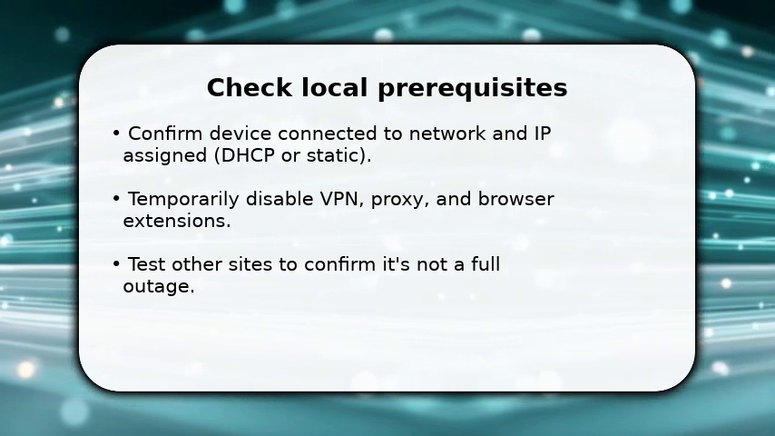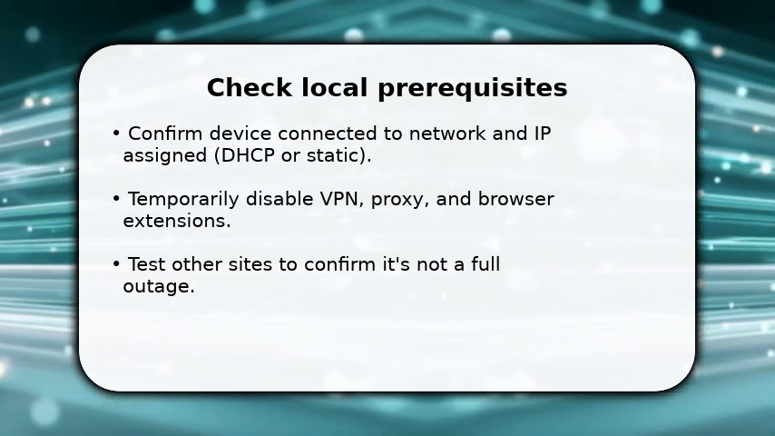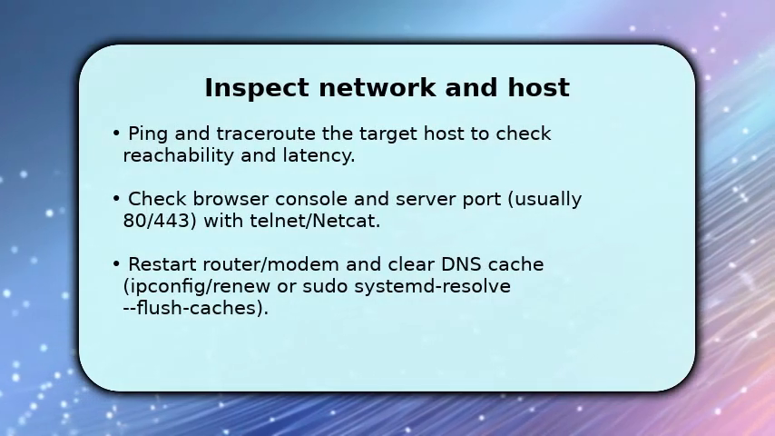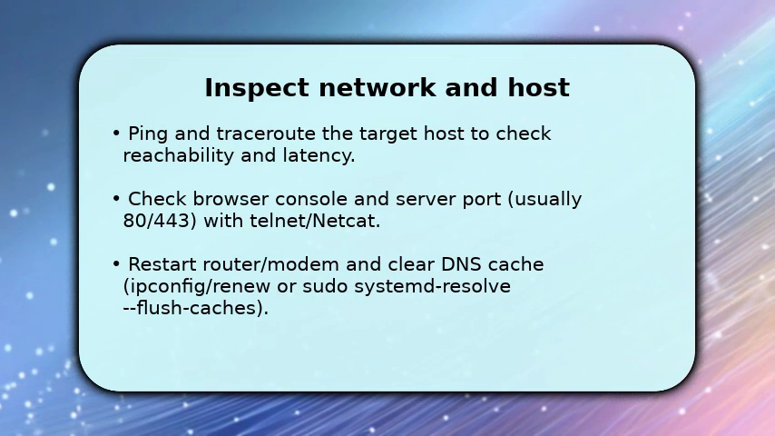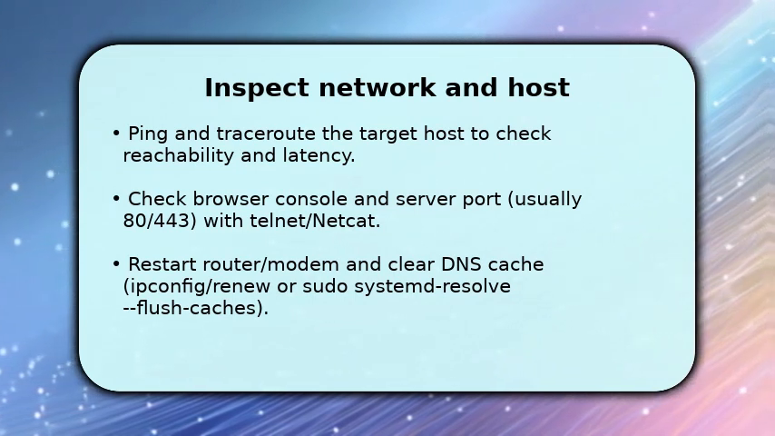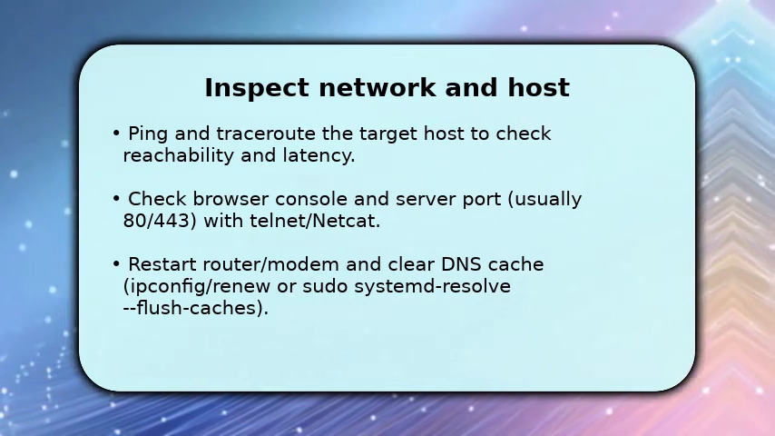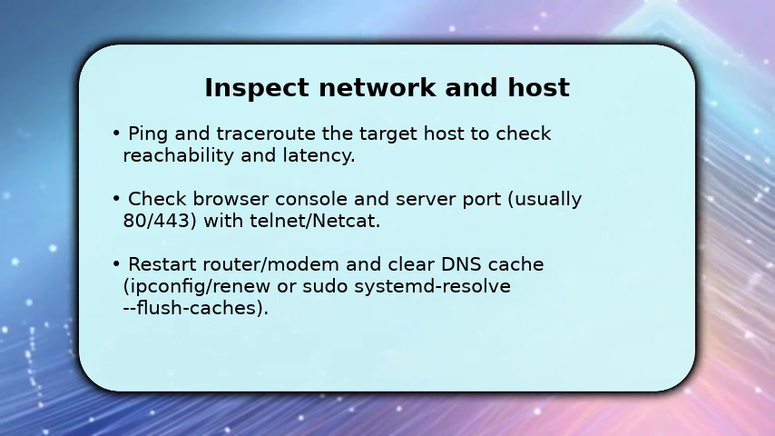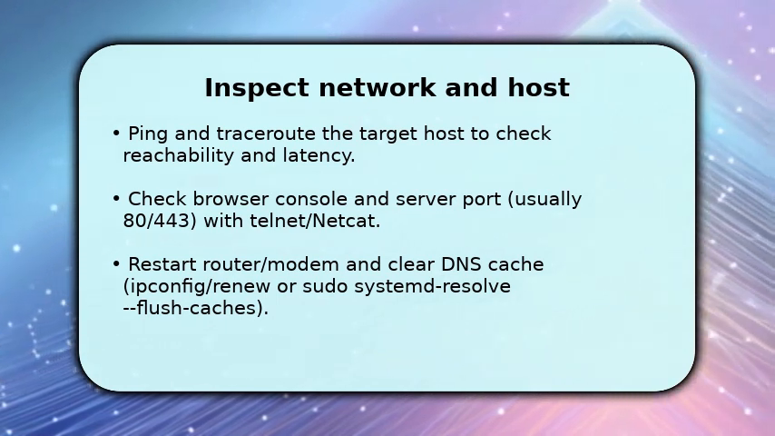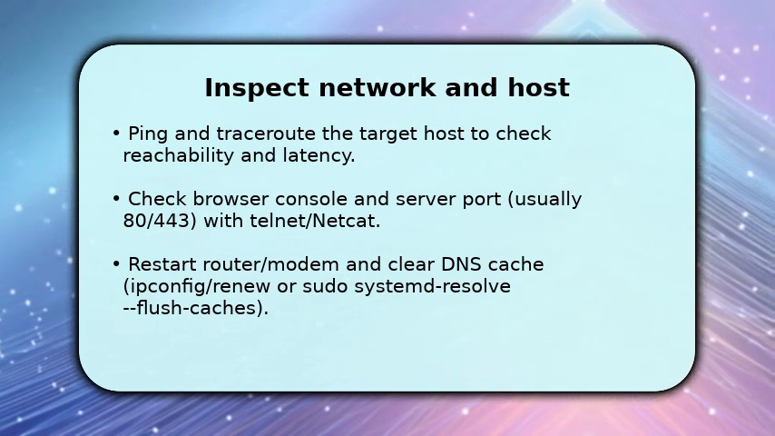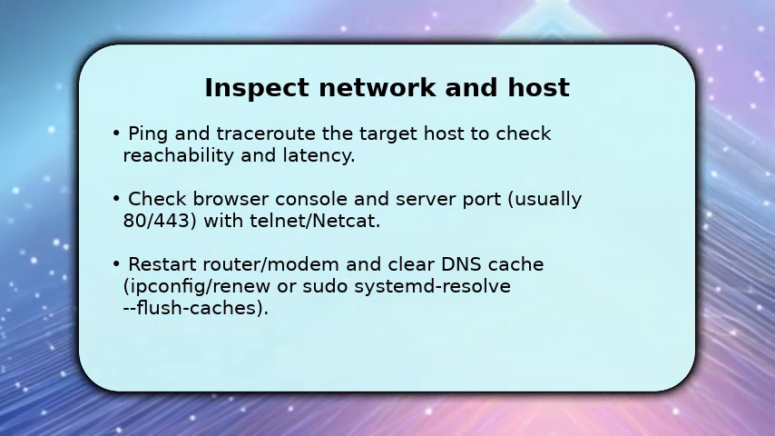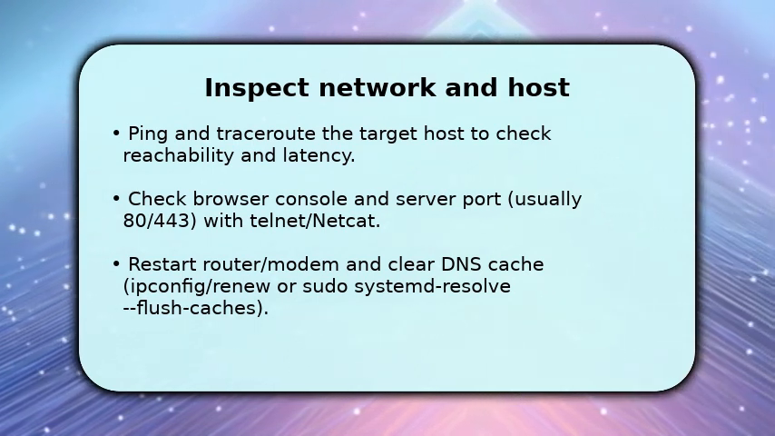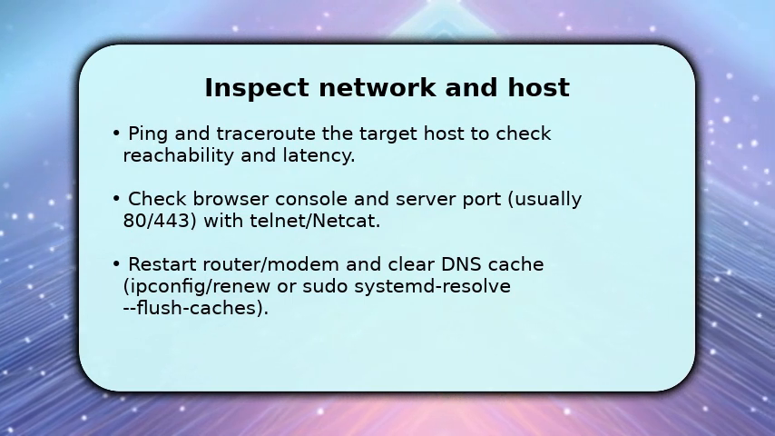Once local checks are done, probe the network path and the host. Ping and traceroute to locate where packets stop, then test the service port with Telnet or Netcat to confirm the server is listening. Make sure your browser isn't blocking mixed content or enforcing HSTS when switching ports. If you see timeouts, reboot the router and clear your DNS cache. If the port is refused, the server or firewall likely closed it. These actions isolate routing versus refusal, so you can then resolve the refusal by fixing service or filtering.